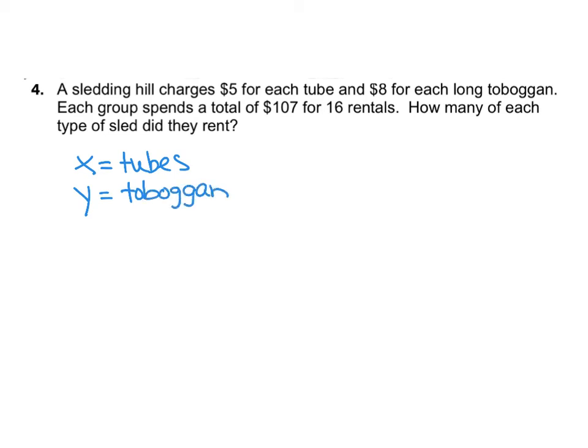All right, so we can rent tubes and we can rent toboggans, and we have two things going on here. We have one where we're looking at the money: $5 for each tube and $8 for each toboggan, and they spent a total of 107. So let's write that first equation. I have 5x for the tubes plus 8y for the toboggans, and that's going to be equal to 107. Then we have a total of 16 rentals, meaning I'd have my tubes and my toboggans, and I had 16 of them.